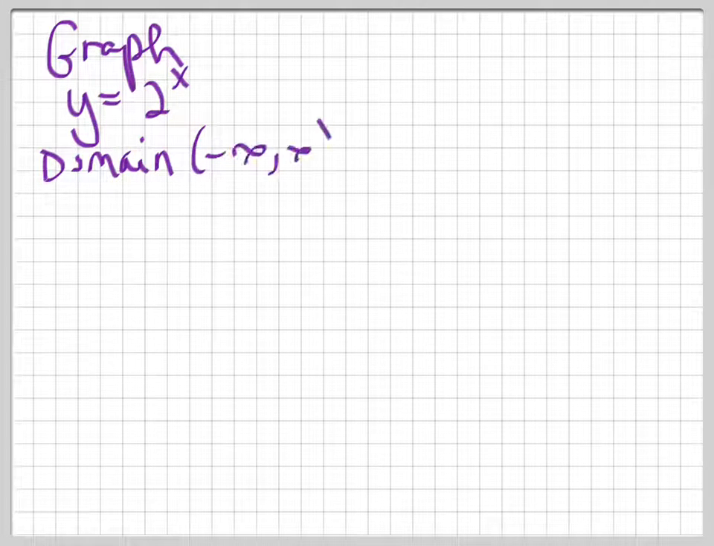Alright, we're going to graph an exponential. We know it's an exponential because the variable is in the exponent. So we're graphing y equals 2 to the x. The first thing to look at is the domain.